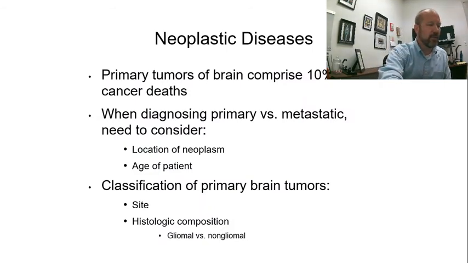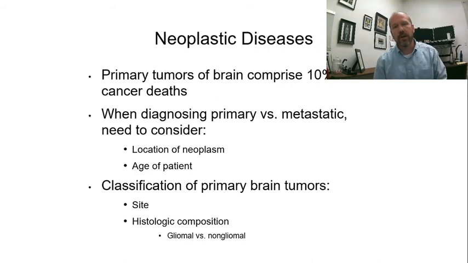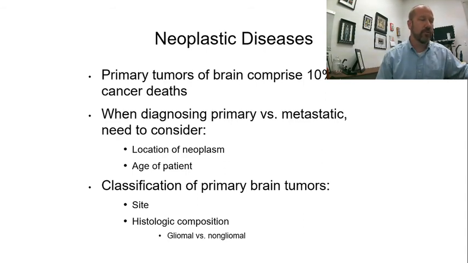Let's talk briefly about neoplastic diseases, so cancers of the brain. Primary tumors of the brain comprise only about 10% of all cancer deaths, but it's important when we're diagnosing to know is this primary or metastatic, and this has a lot to do with the location of the neoplasm, age of the patient, as well as their cancer history. Classification of primary brain tumors is largely based on the site and the histologic composition, like is it a glioma or a non-gliomal tumor.